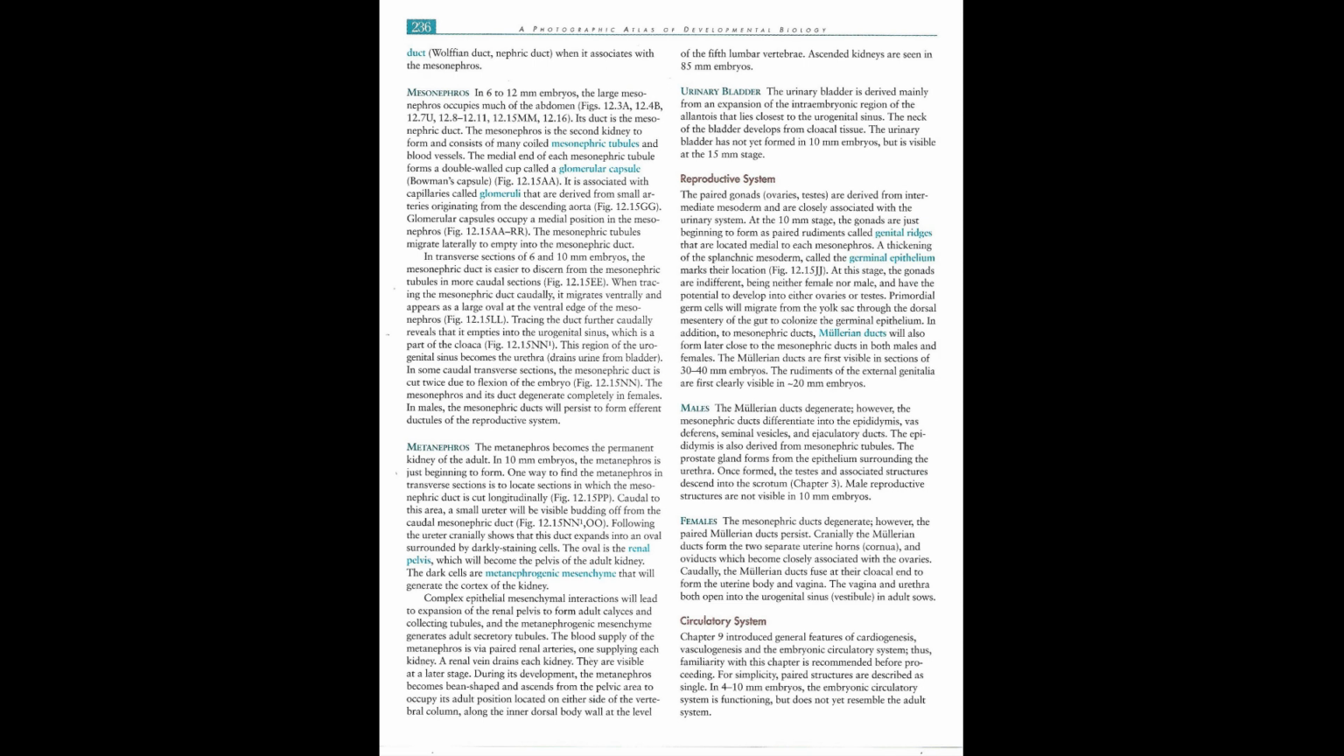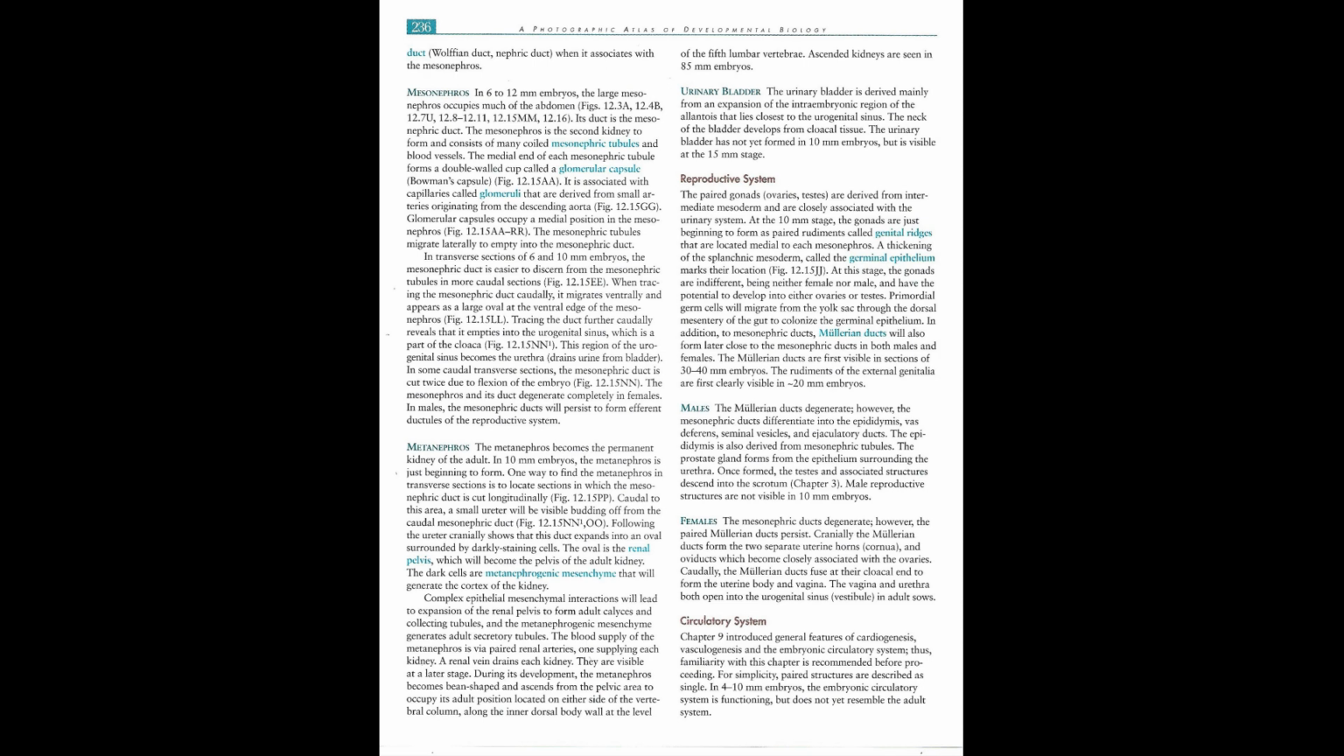In some caudal transverse sections, the mesonephric duct is cut twice due to flexion of the embryo, Fig 12.15. The mesonephros and its duct degenerate completely in females. In males, the mesonephric ducts will persist to form efferent ductules of the reproductive system. Metanephros. The metanephros becomes the permanent kidney of the adult. In 10 mm embryos, the metanephros is just beginning to form.